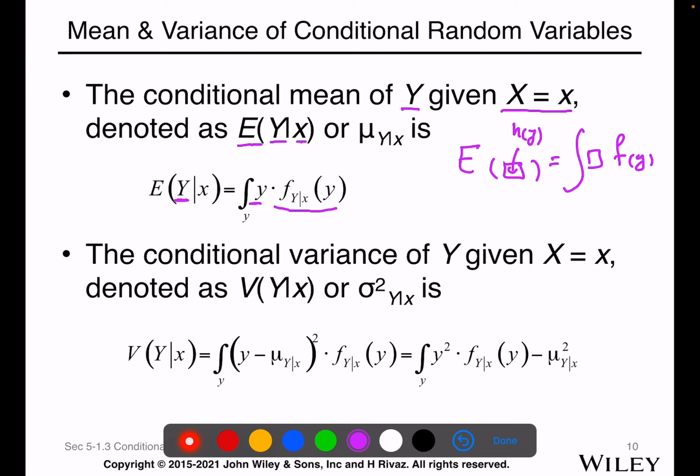So this is really not a new equation. To calculate the expected value of y given x, we have to multiply y by the conditional probability of y given x. And similarly, we have the conditional variance of y given x. The first equation is the definition. The second equation, it's very easy to prove that this equality is correct. The second one is usually easier to compute, so if you want to compute the conditional variance, this one is usually easier.